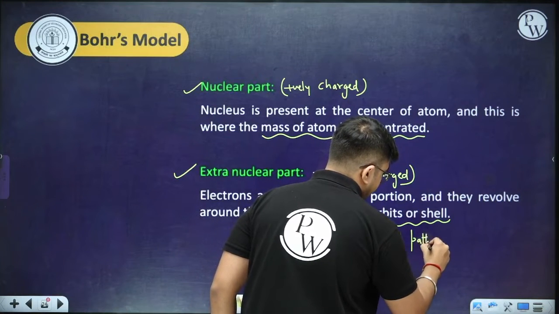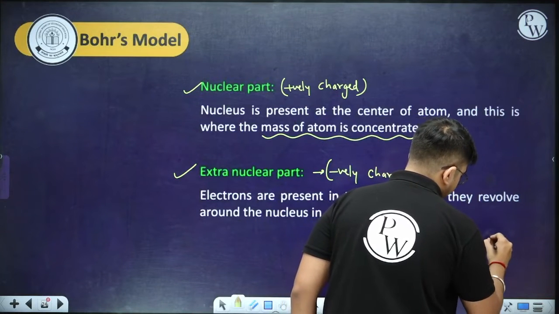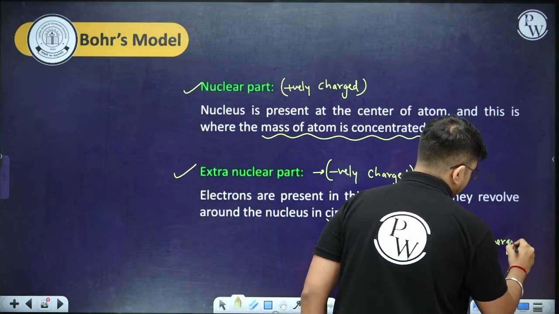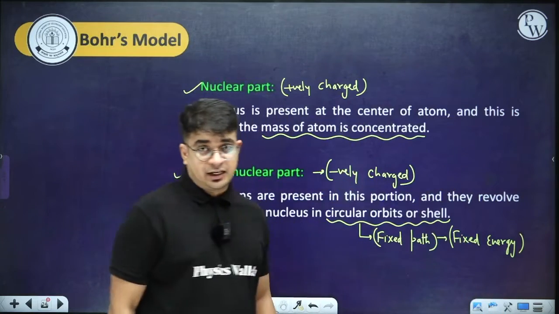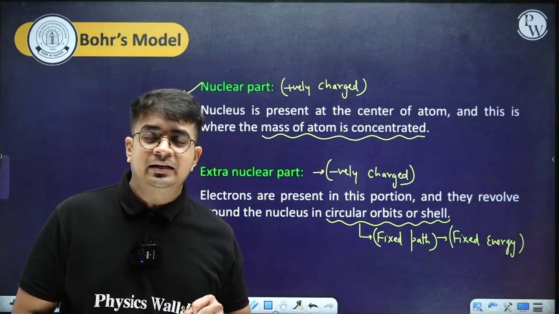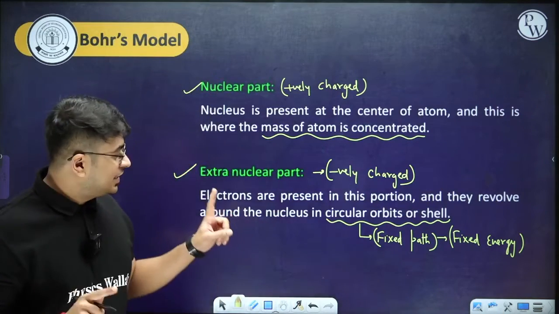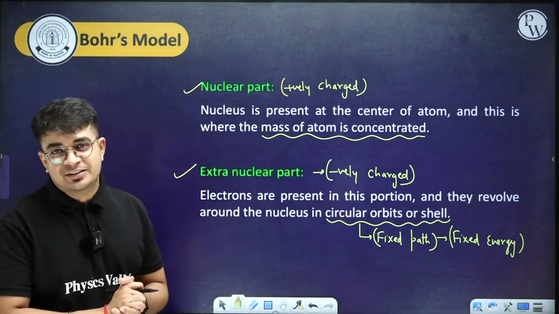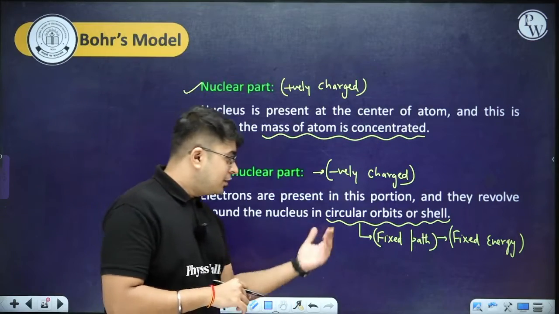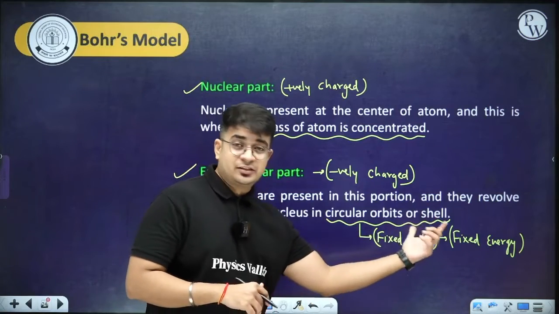This is the fixed path having fixed energy. If the energy of that path is fixed, then when the electron is present in that particular path, it's not going to lose its energy. So that was the first time when somebody used a term which is basically orbit, or I can say shell, having a fixed path as well as fixed energy.